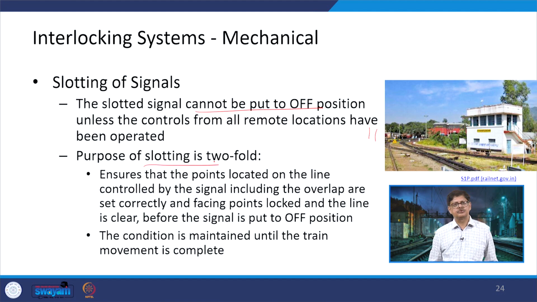So, the purpose of the slotting is twofold: ensure that the points located on the line controlled by a signal, including the overlap, are set correctly and facing points locked, and the line is clear before the signal is put to off position. So, we are taking complete safety measures, again repeating the same thing, that setting the points, then locking them and holding them before we put the signal to off position, then only the train will start moving, and the condition is maintained until the train movement is completed. After that only it will be converted into an off position, and the operational system will get activated again to put or release the system so as to receive the new train.